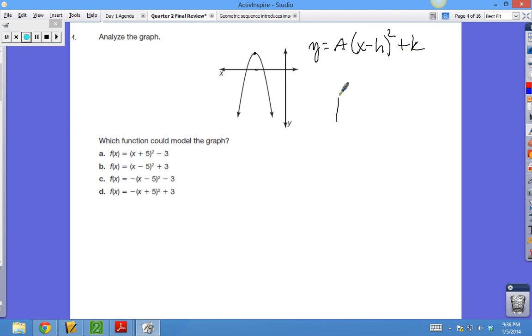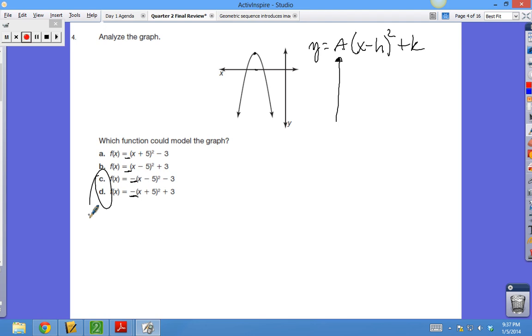Okay, I know A has to be a negative, some kind of a negative number. So first I look at all my A's. A is the number in front. And the only ones that satisfy are going to be C and D. So I can eliminate A and B.